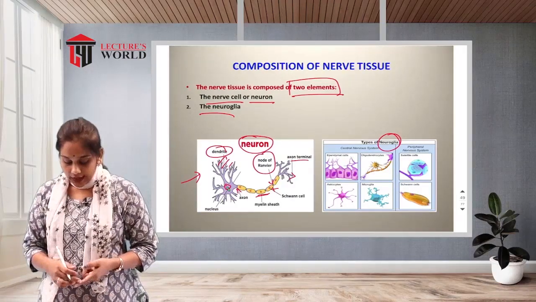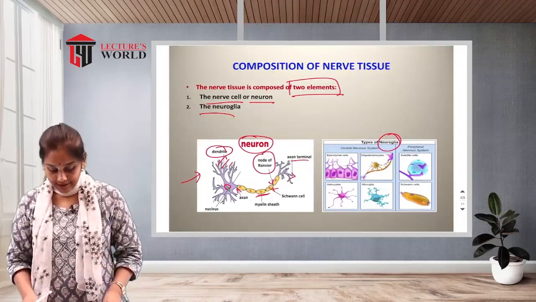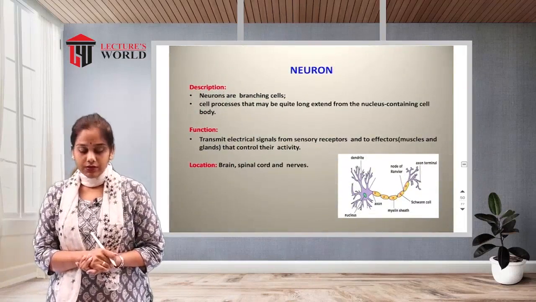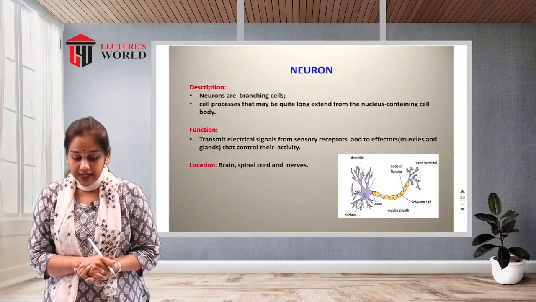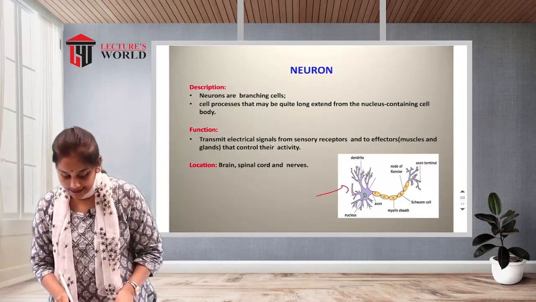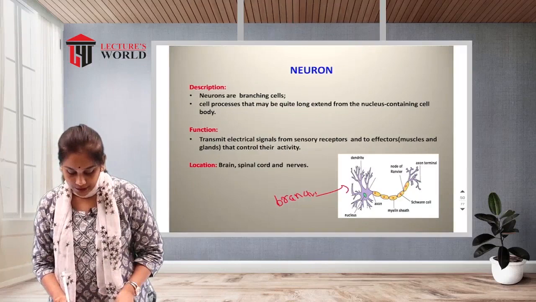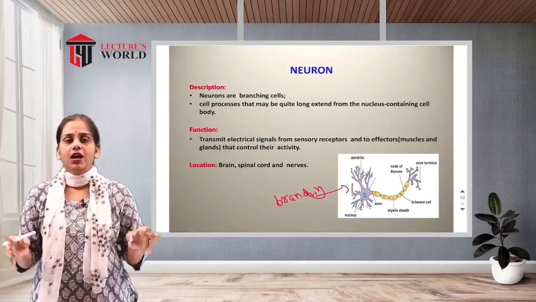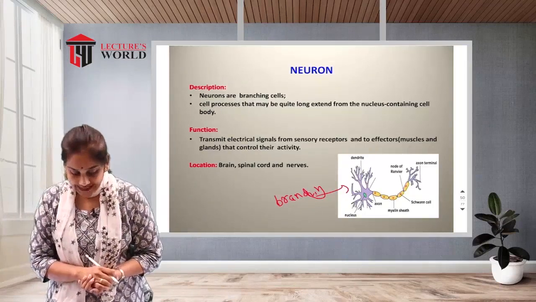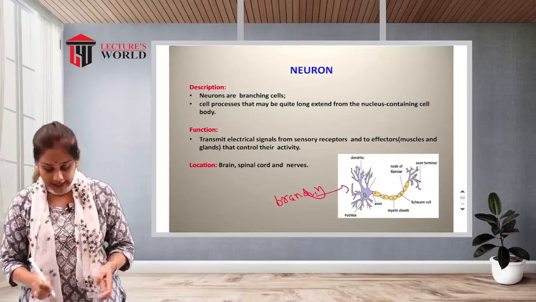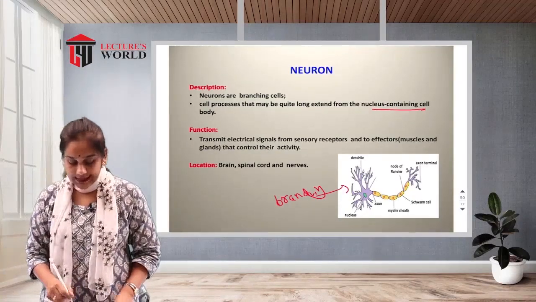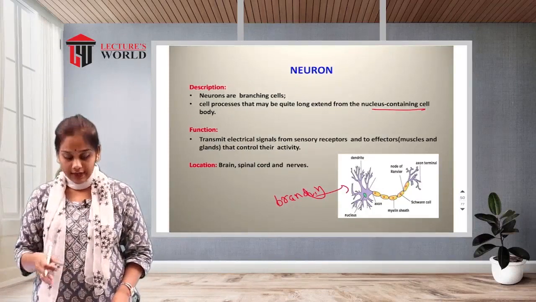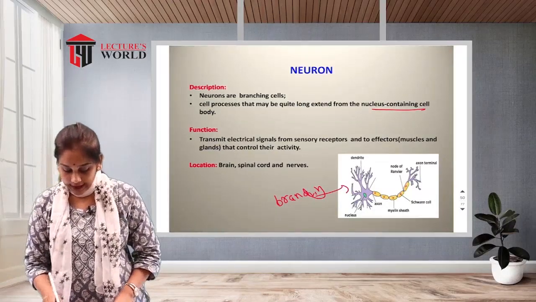Then neuroglia. There are many types of neuroglial cells. So neurons are branching cells. You can see there are many branches. Neurons have many branches and they are attached to millions of neurons. Cell processes that may be quite long extend from the nucleus-containing cell body. It has a cell nucleus in the cell body and it is quite long and extended.